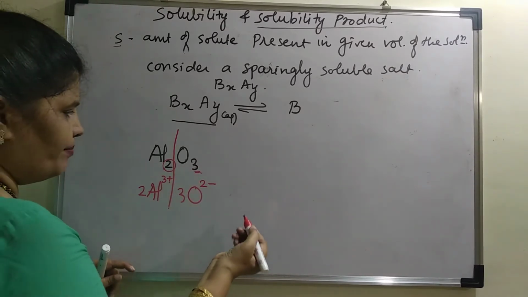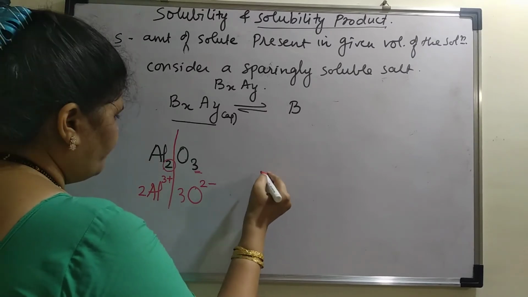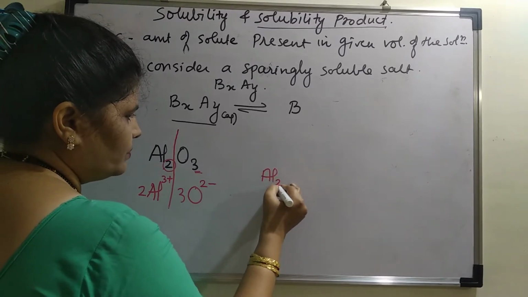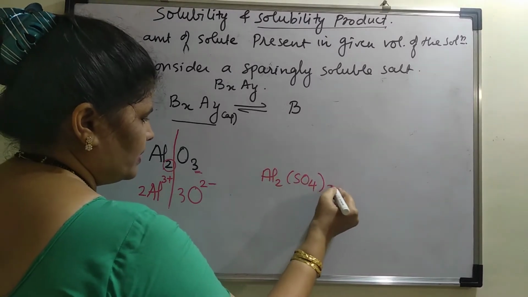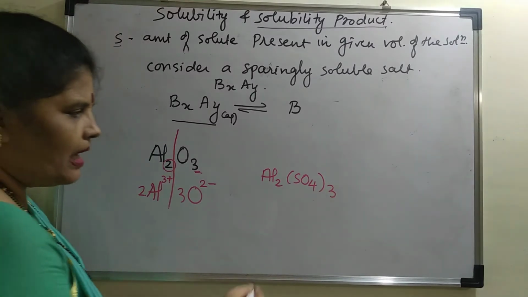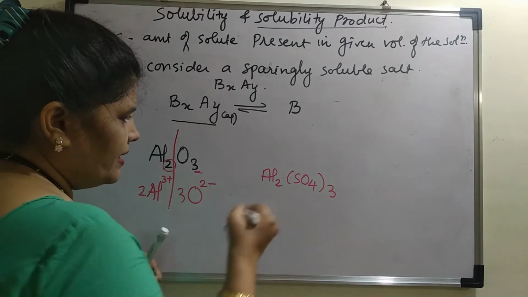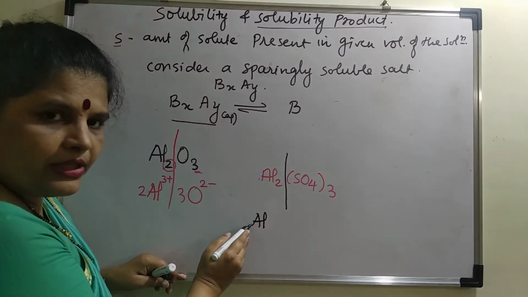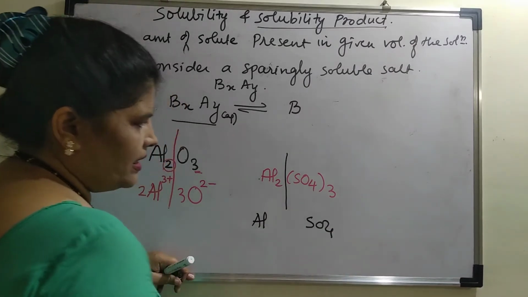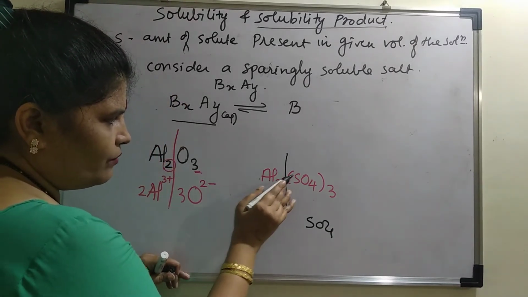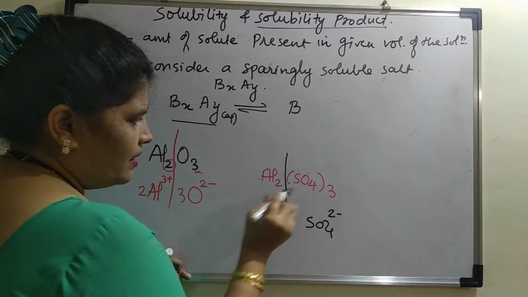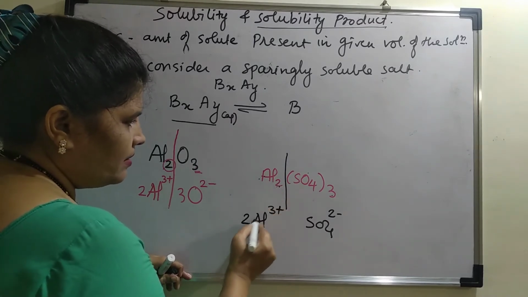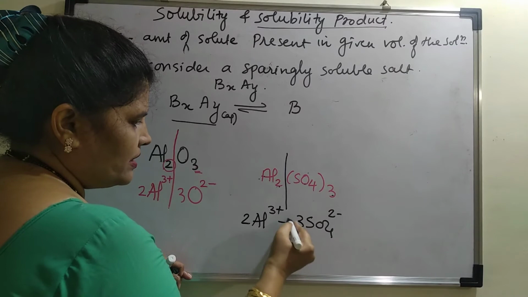Let us take one more example. We can take one more example like Al2(SO4)3. Now how will I split this? I will split this in this way. I will write Al on this side and SO4 on this side. This 3 I will give to SO4, so it will be 2 minus. This 2 I will give to Al, so it will become 3 plus. This as it is here and this as it is for this. So this is how you form the ions.